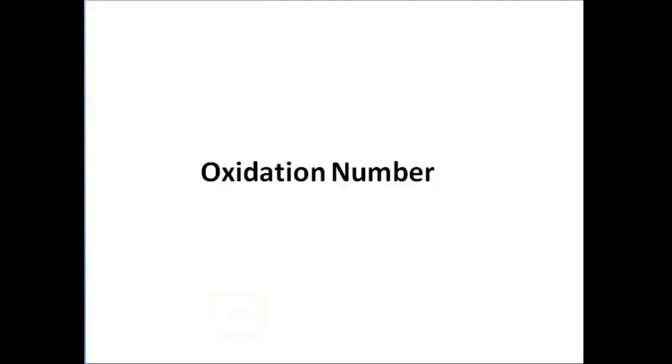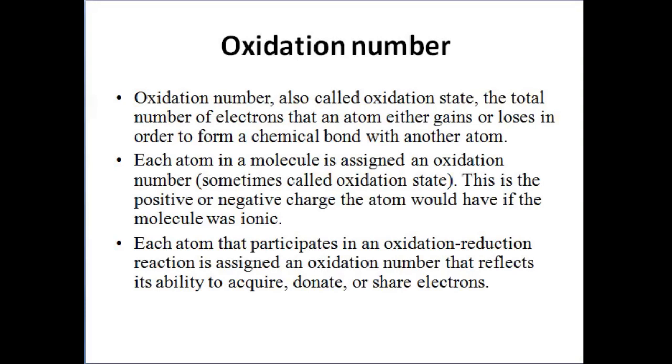Oxidation number. It is also sometimes called oxidation state, and it is the total number of electrons that an atom either gains or loses in order to form a chemical bond with another atom. So, when we talk about a molecule, each atom in a molecule will be assigned an oxidation number, that is, the positive or negative charge the atom would have if the molecule is in ionic form.